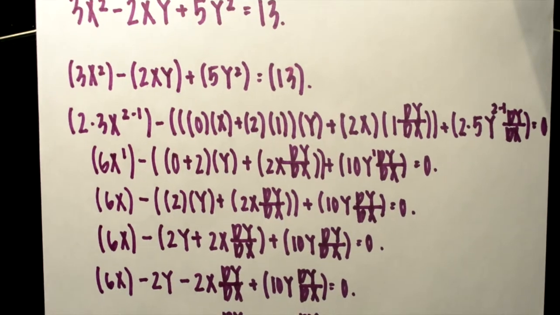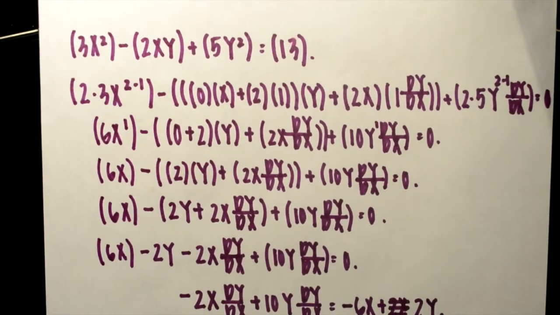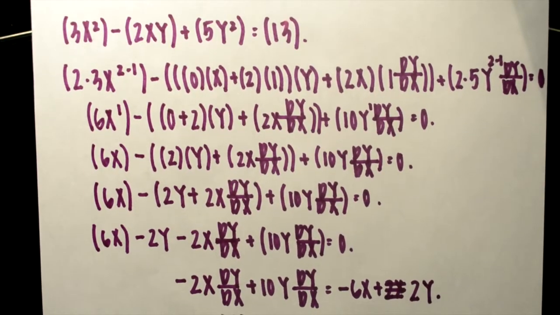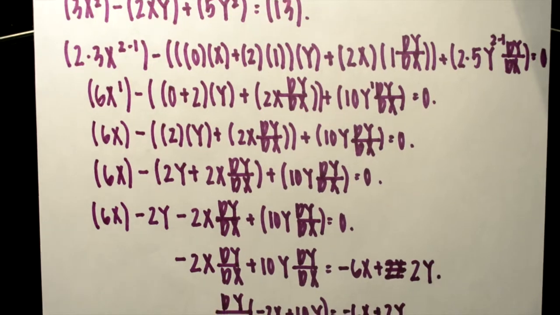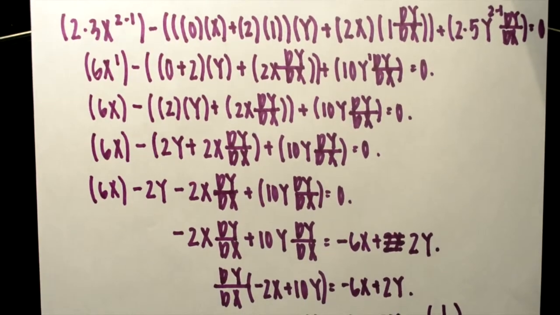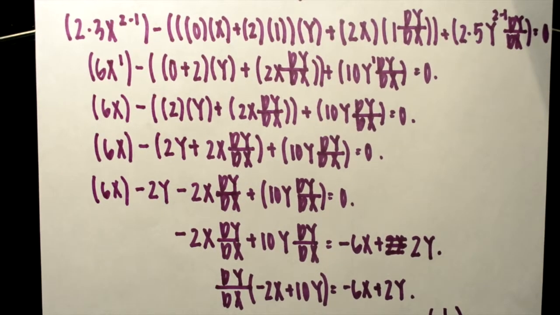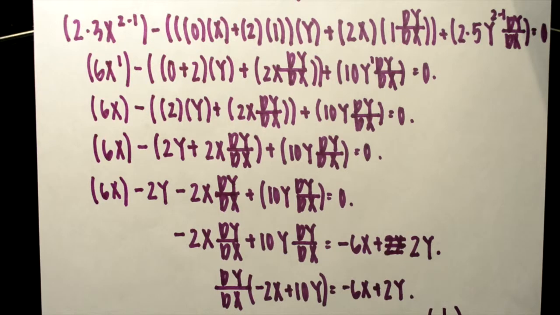At this point, we realize we have to get dy dx on one side alone and all the other terms on the other side. So to do this, we subtract 6x from both sides and add 2y to both sides. Now we can take out the dy dx by factoring from both terms. Now finally, to completely isolate the dy dx, we can divide both sides by negative 2x plus 10y.